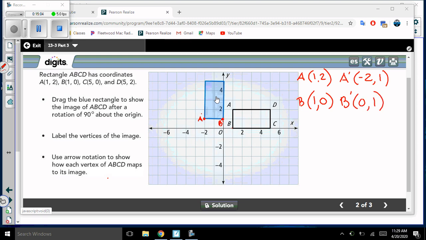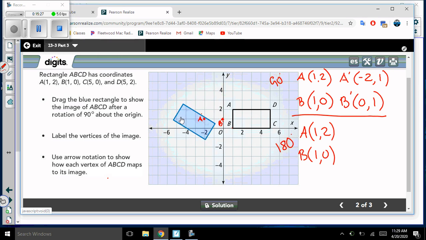Okay? Now, that is on a 90 degree rotation. What if I did a 180 degree rotation? Let's take a look at those same exact points. Remember, I had A at (1, 2) and B at (1, 0). Look at where this thing ends up. I'm going to rotate this figure again quickly just to show you where it's going to end up. It's going to end up right there on a 180-degree rotation.